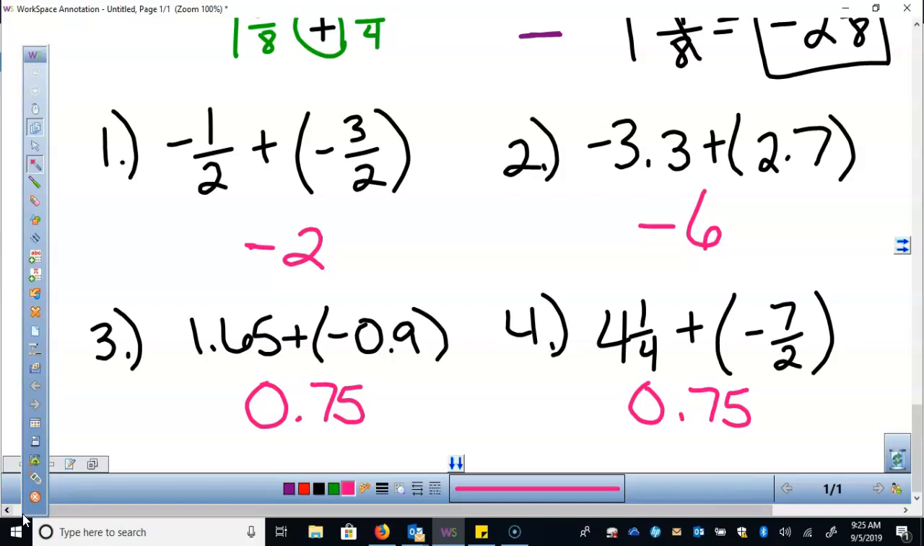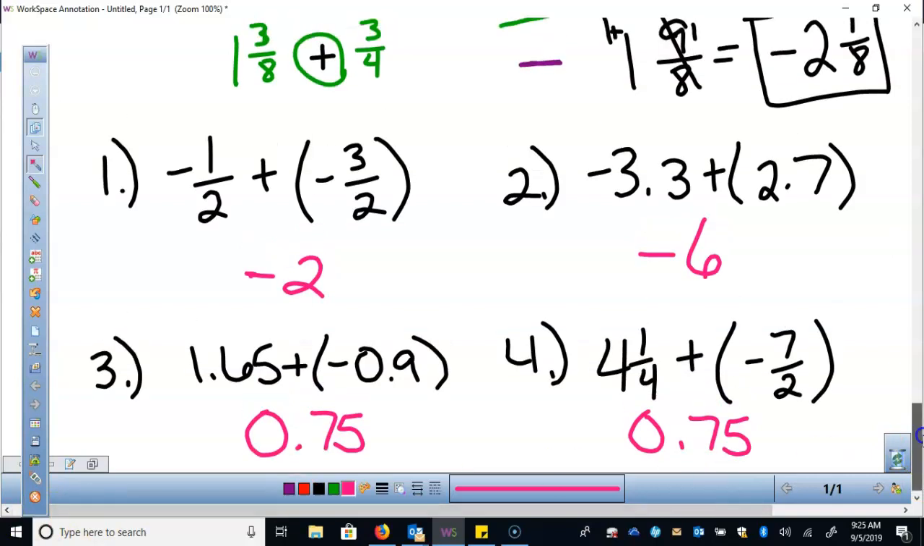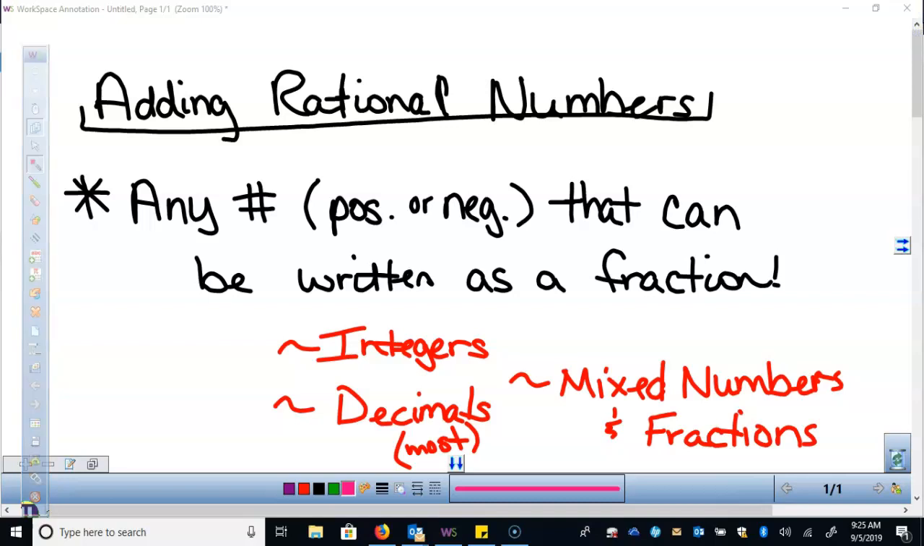Okay. We have now successfully completed our video over adding any rational numbers. We already discussed integers, so we were focusing on decimals and mixed numbers with fractions.